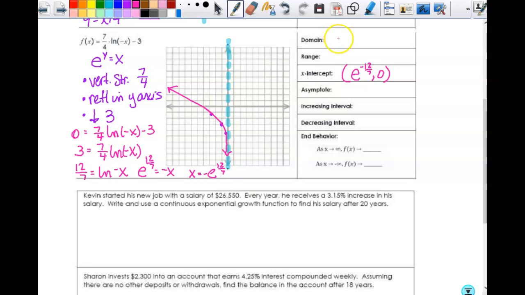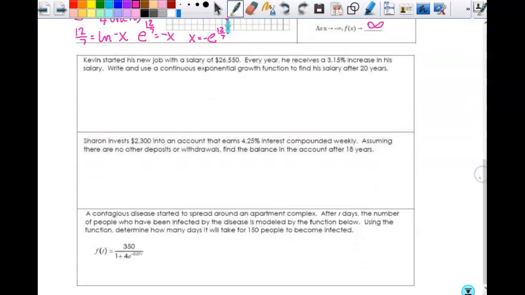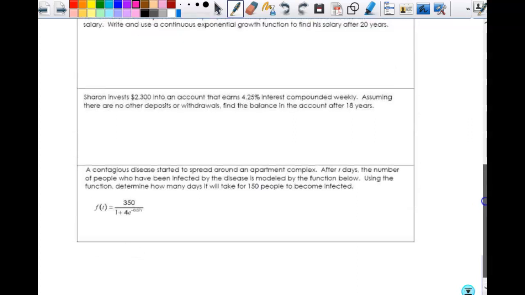Okay, so my domain is -infinity to 0. My range is -infinity to infinity. Asymptote, x equals 0. Increasing: none. Decreasing: from -infinity to 0. As x approaches infinity, well, it doesn't. As x approaches -infinity, f of x approaches infinity. Okay, all right, so now let's look at these questions here.